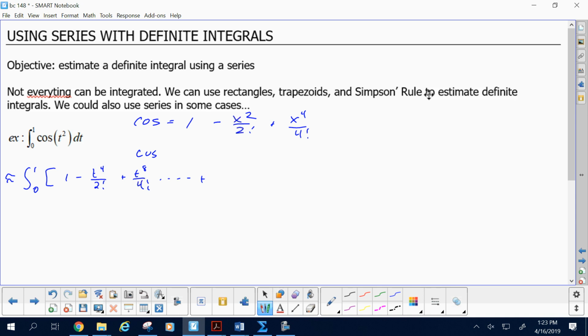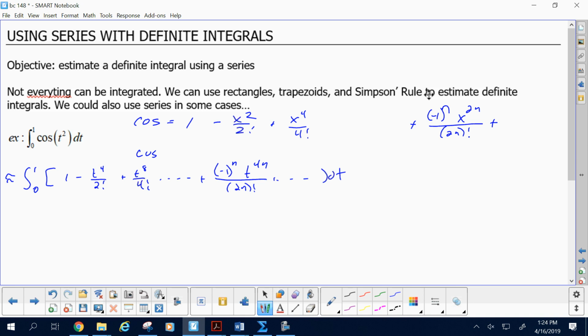If I were so inclined, what is the general term? Negative 1 to the, let's go here. What's the general term for study purposes of the cosine function? X to the 2n over 2n factorial, and n starts at 0. So to start at positive, do I go negative 1 to the n or n plus 1? N. Okay. So that said, we're subbing in t squared. So it's negative 1 to the n, t to the 4n over 2n factorial. And integrating with respect to t.